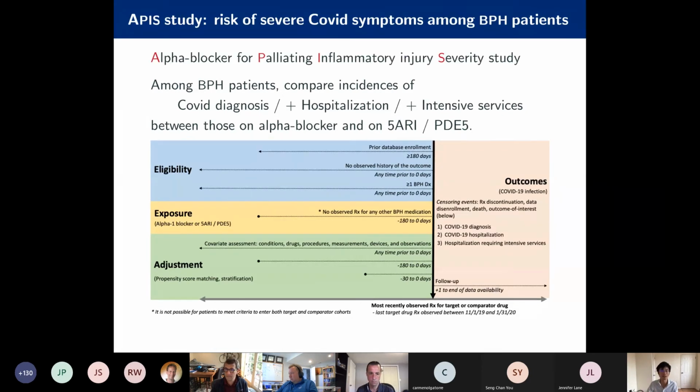And you can't run an OHDSI study without a Greek acronym. So I gave this study the acronym APIS, who was a king of Argos.